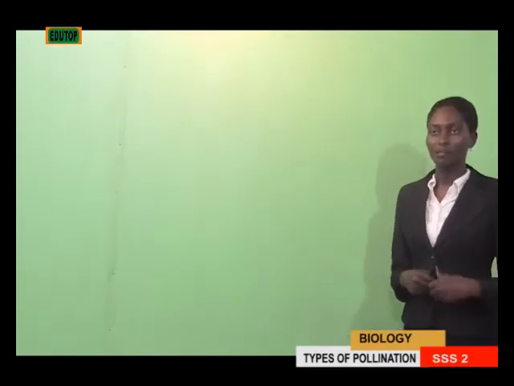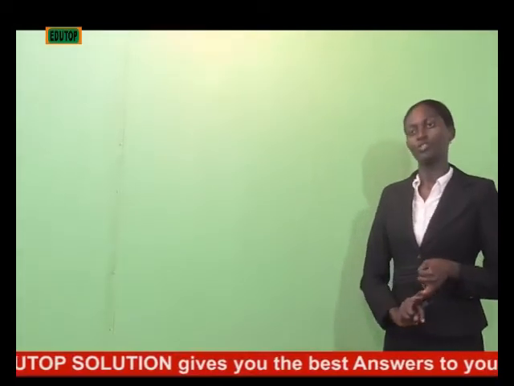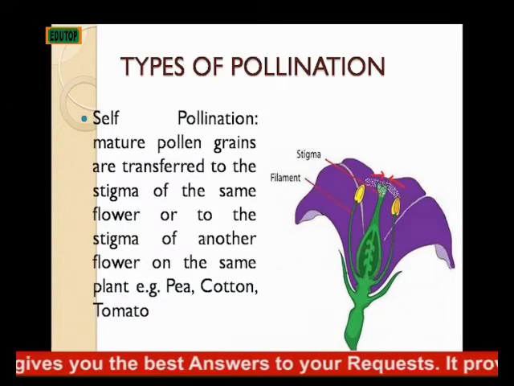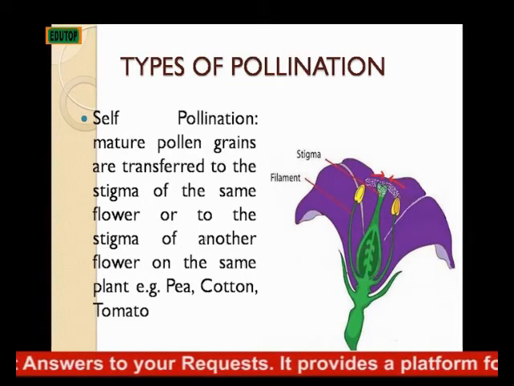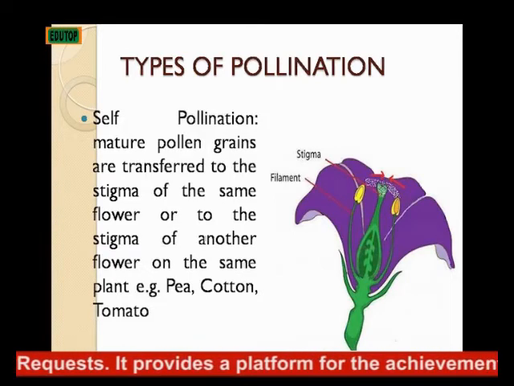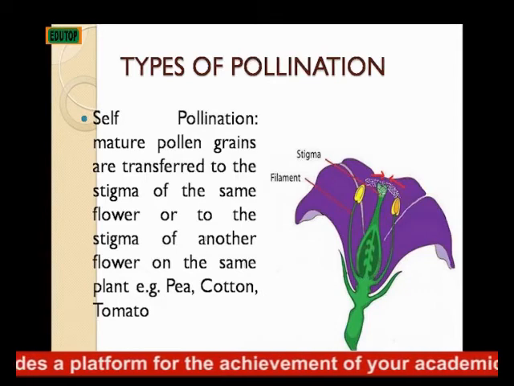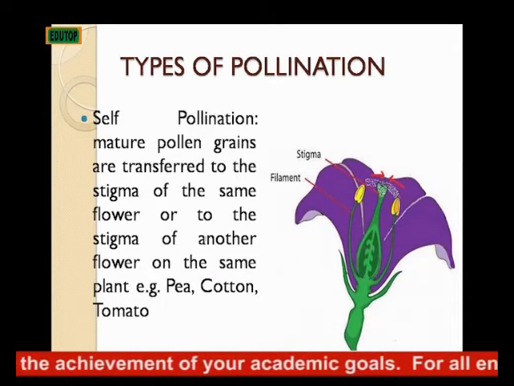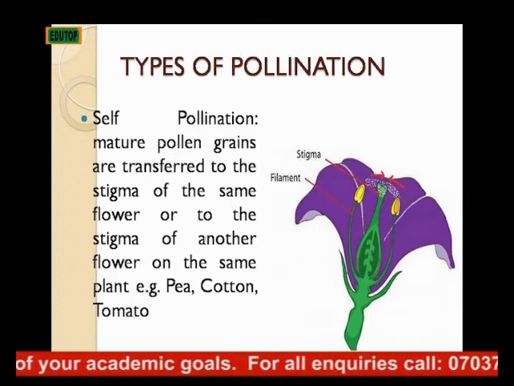Then we have two types of pollination. We have self-pollination and cross-pollination. In self-pollination, mature pollen grains are transferred to the stigma of the same flower or to the stigma of another flower on the same plant. So in self-pollination, it has to do with reproduction on that same plant, either of the same flower or of another flower on that same plant. It has to be that same plant.